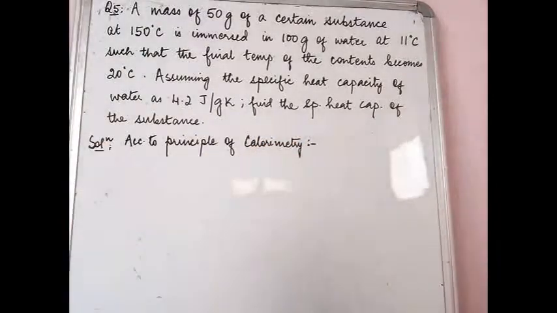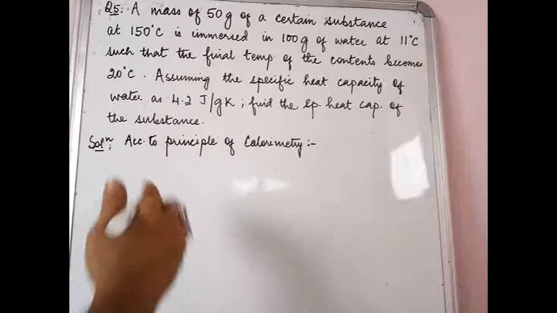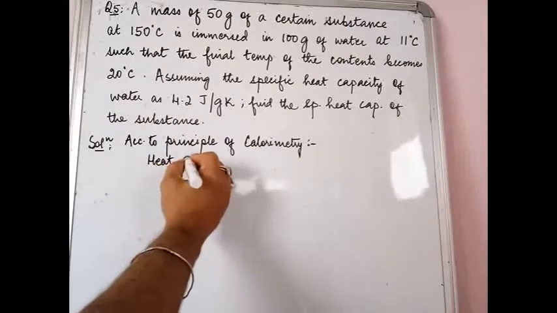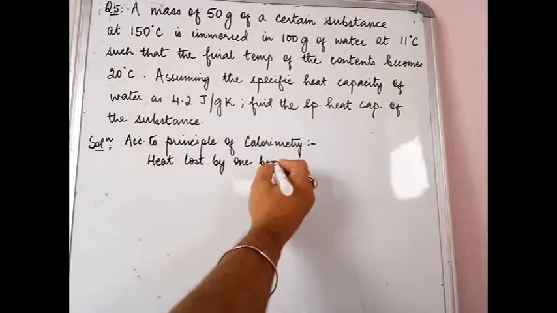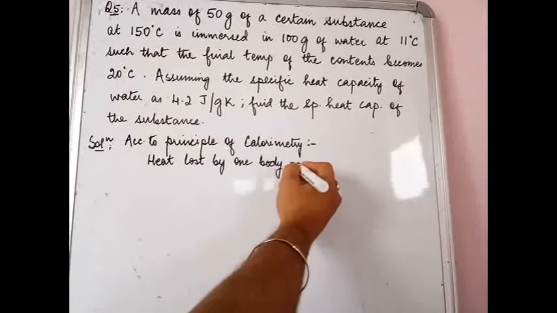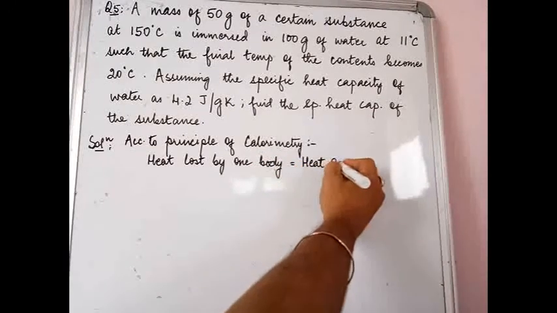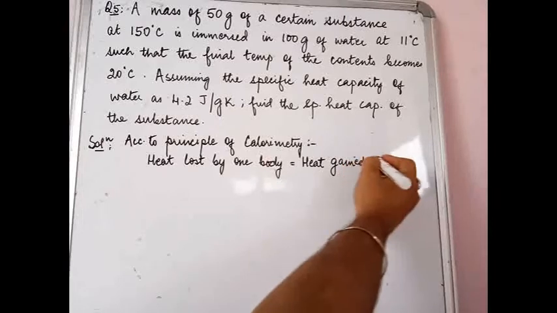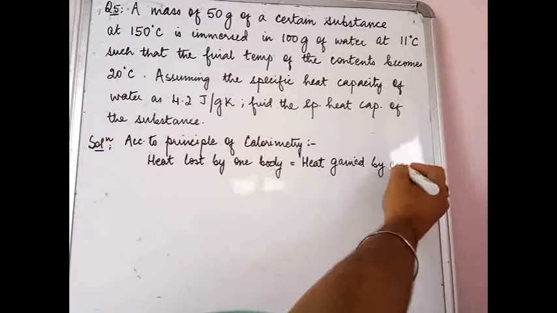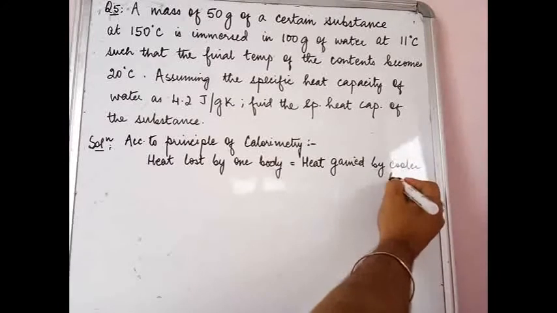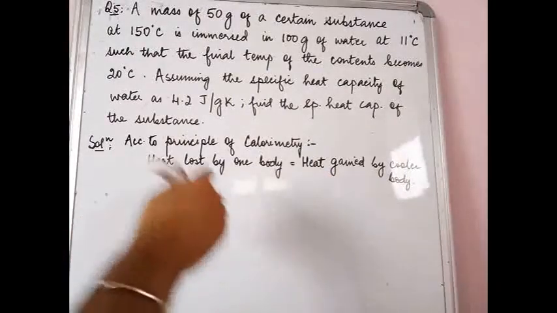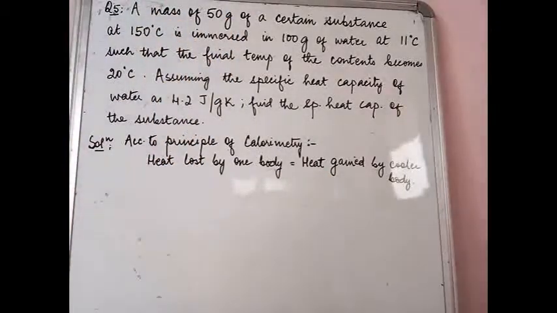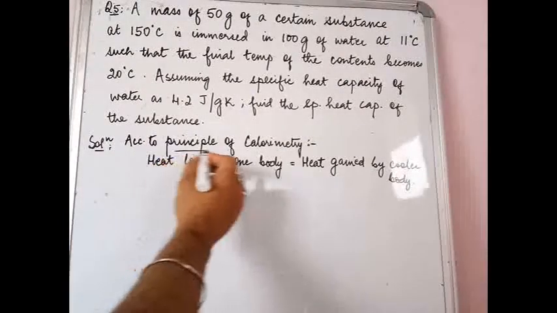Now what does this principle state? We don't have to state the principle over here, but just for understanding, heat lost by one body, which will obviously be the hotter body, is equal to heat gained by the cooler body or the colder body. So this is the principle based on which these numericals will be solved. This is known as the principle of calorimetry.